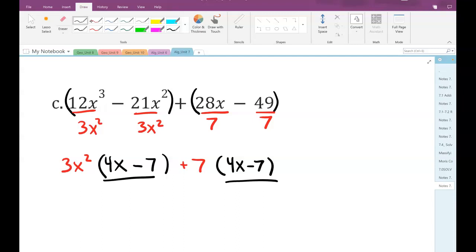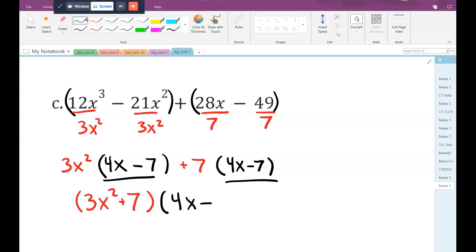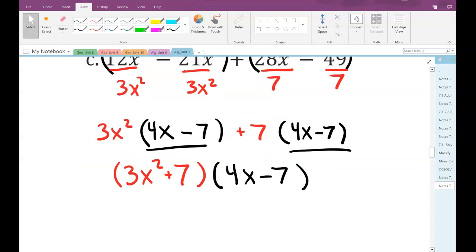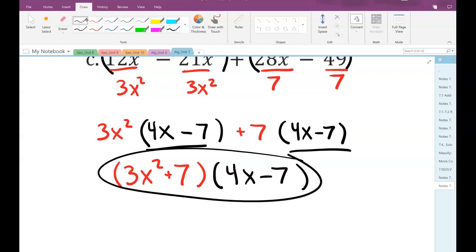Remember, if it doesn't match, it means you probably divided wrong, or you probably pulled out the wrong greatest common factor. So we go again, we write 3x squared plus 7. And then we write our other factor, 4x minus 7. Looking at this here, greatest common factor is 1. I can't factor anymore. So then I know that this is my final answer. I give it a big old circle.